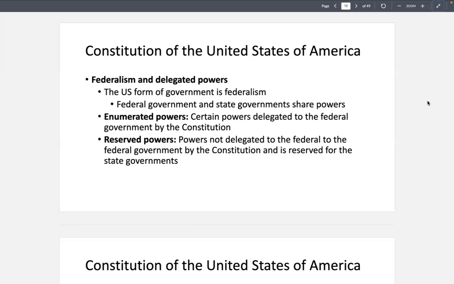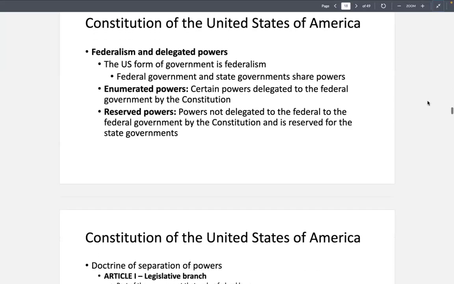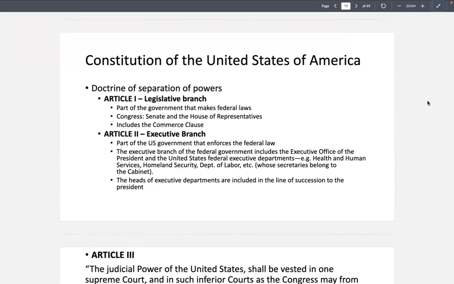If it's not specifically delegated or given to the federal government as a power belonging to the federal government, it is reserved for the states. All of that power is reserved for the states under our Constitution. So powers not delegated or awarded essentially to the federal government explicitly in our Constitution are reserved for the state governments. And that's what it means for us to have a federalist system of government.